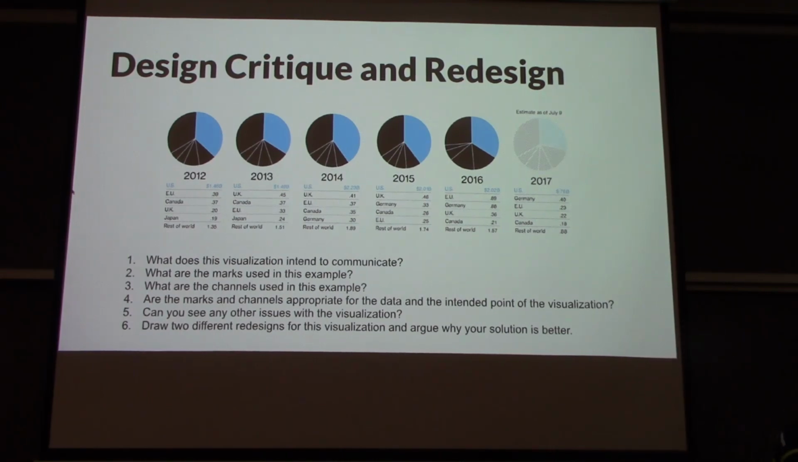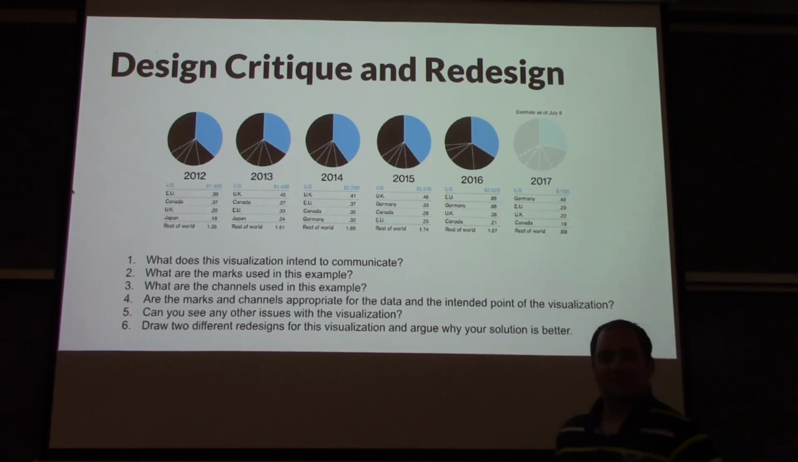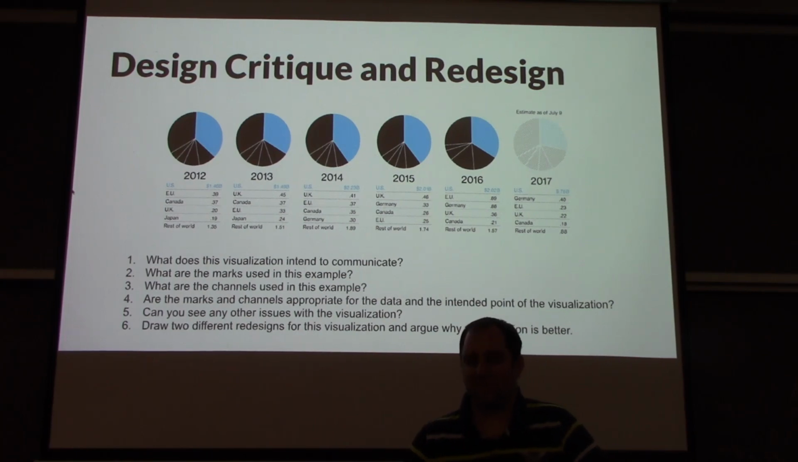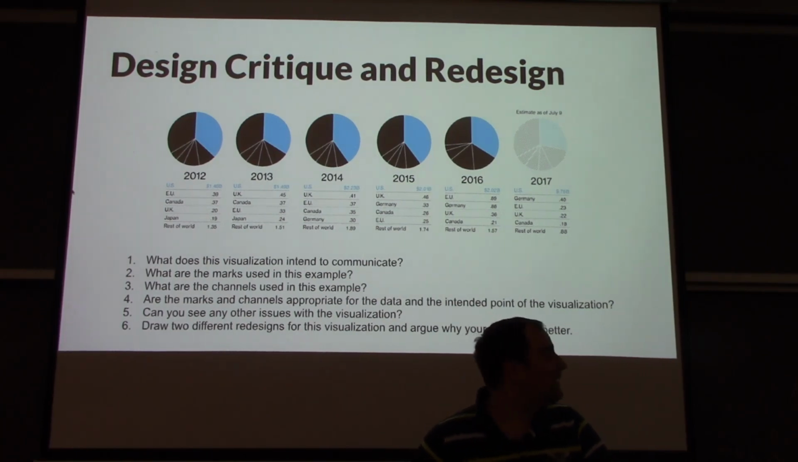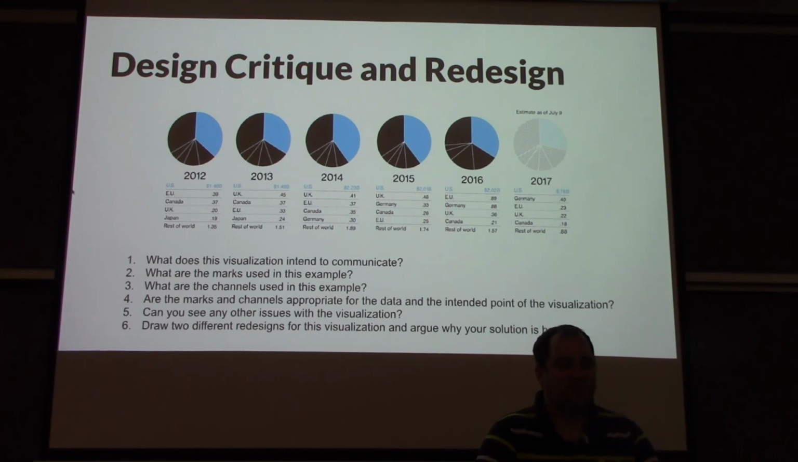How much aid the US provides compared to other countries for a few years? Exactly. And what are the marks? Areas. Yes, the areas, the circle segments. What are the channels? Colors. Shades and color. Color is correct, but what does color highlight? Major contributor. Yeah, only the US actually, the US versus everyone else. What is the other channel that is used here? Arc length or angle.